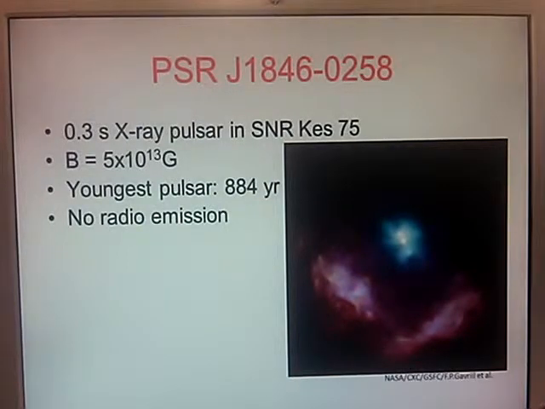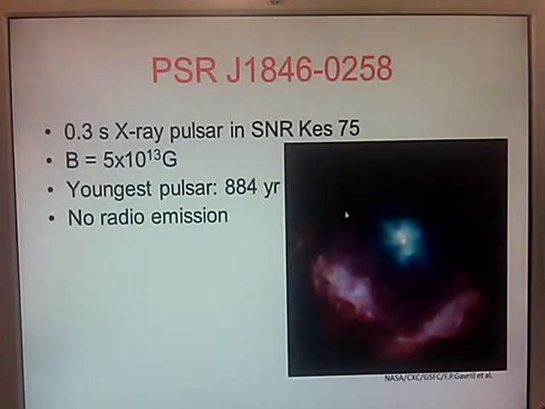For instance, this pulsar here is an X-ray pulsar. It has an associated supernova remnant. It's got a period of 0.3 seconds. Its magnetic field is 5 times 10 to the 13th Gauss. It turns out it's actually the youngest pulsar that we know of, just under 1,000 years old, and it does not have radio emission, but in general it's sort of this weird intermediate object.